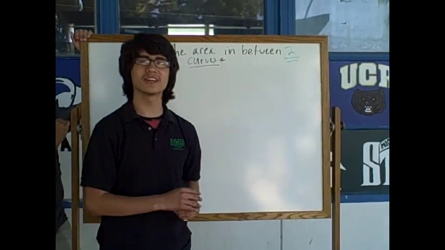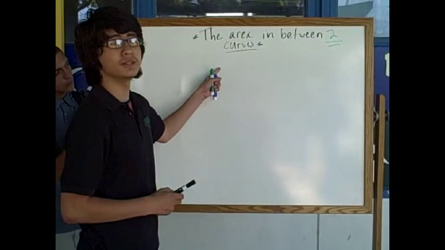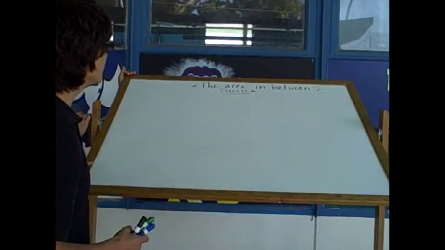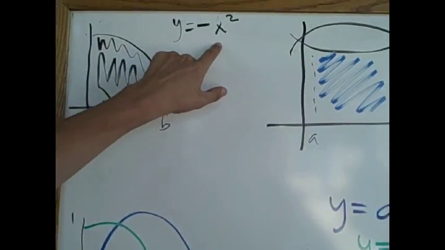Hello, my name is Jerry Gutierrez and welcome to Calculus in the AP level. Today we're going to be talking about the area in between two curves. Now before I get into it, I would like to just show you a quick example. This one right here, y equals negative x squared.